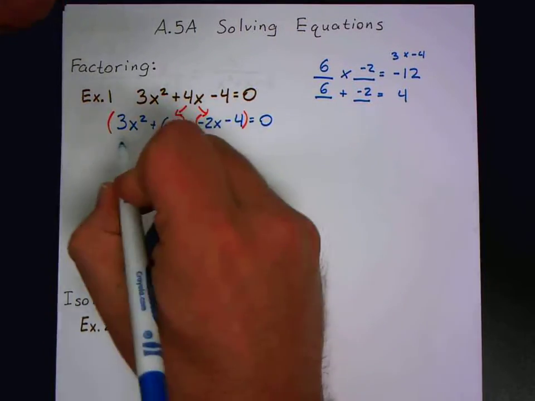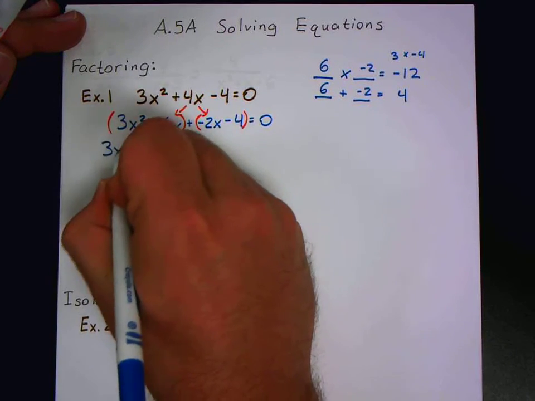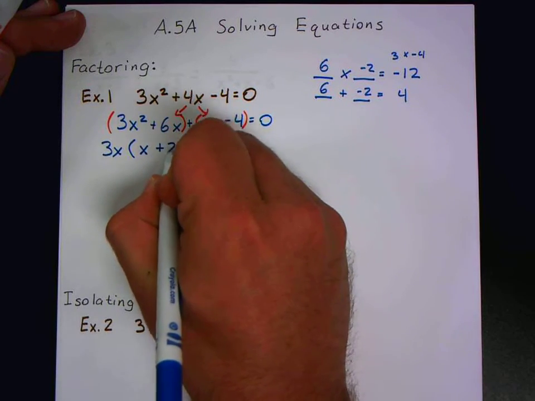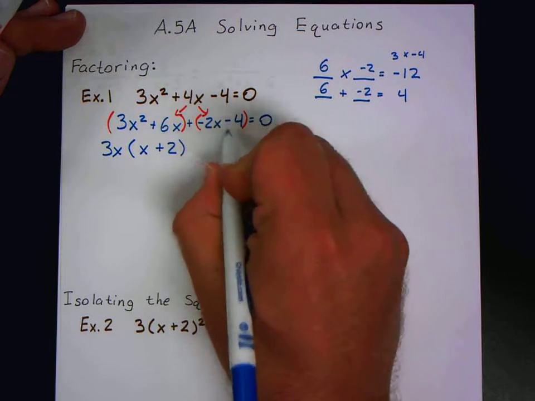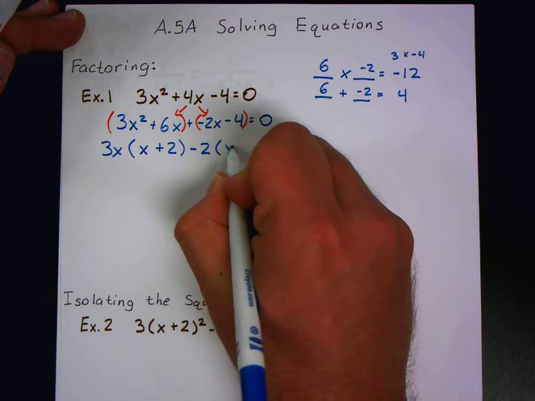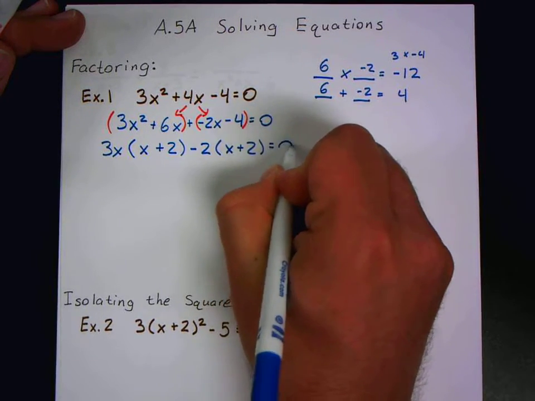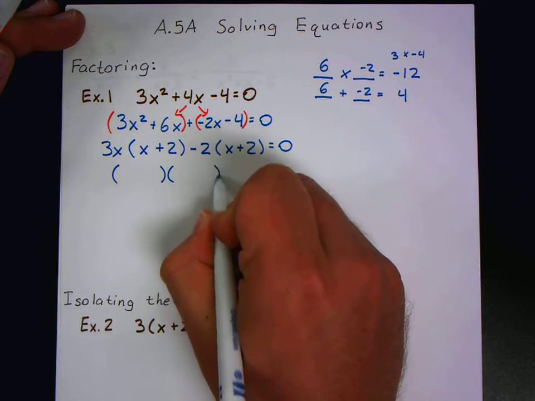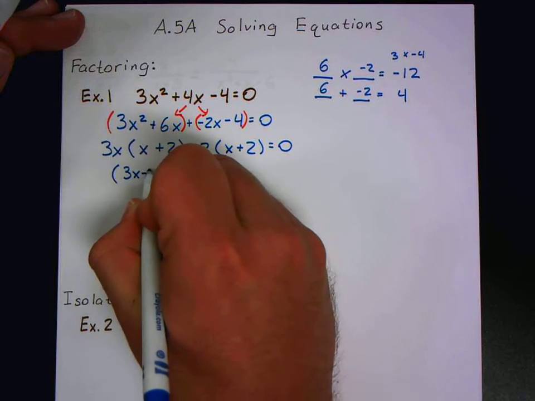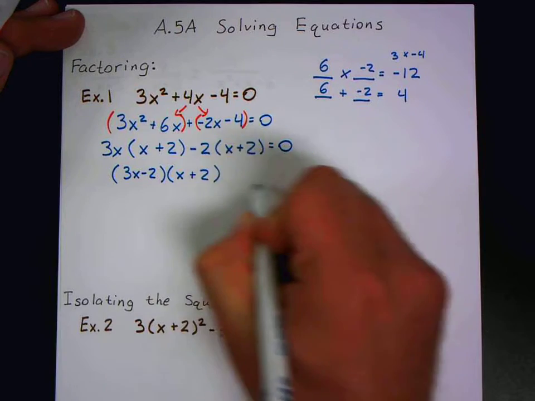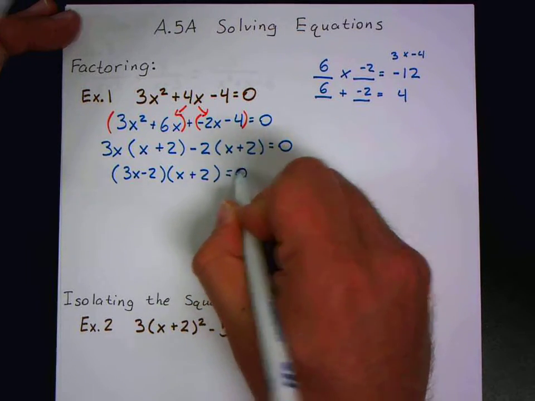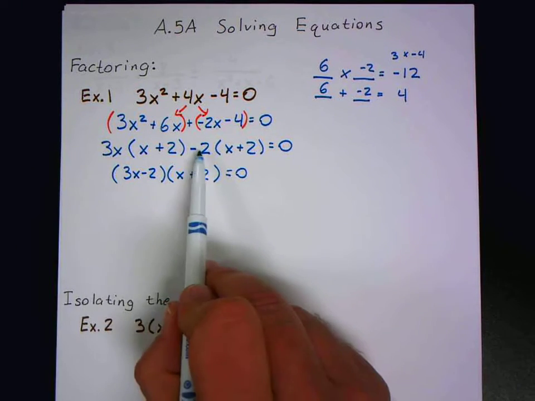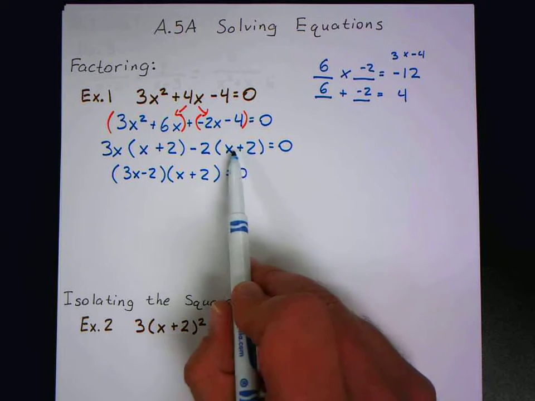All right, so factor by grouping, I take out what they have in common. So they have a 3x in common. So that's going to leave me with an x plus 2. These both have a negative 2 in common. So that leaves me a 3x minus 2 and an x plus 2. Switching it around, all that would do is out here you would have your x plus 2, and in here you'd have your 3x minus 2.